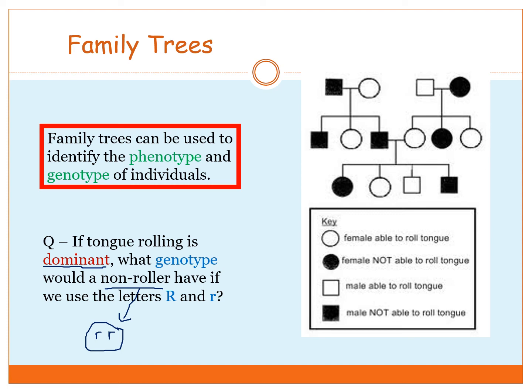So let's try to work out the genotype of this family tree over here. We already know the phenotypes because we've got a key for that. If it's female, it's going to be a circle. If it's male, it's going to be a square. If they can roll their tongue, they're going to be white. If they can't roll their tongue, they're going to be black. And we know that the blacks are going to be small r, because it's the recessive form of the gene. So first of all, you'd always put the recessive form of the gene in first. So all of the people that are black would have the genotype small r, small r.